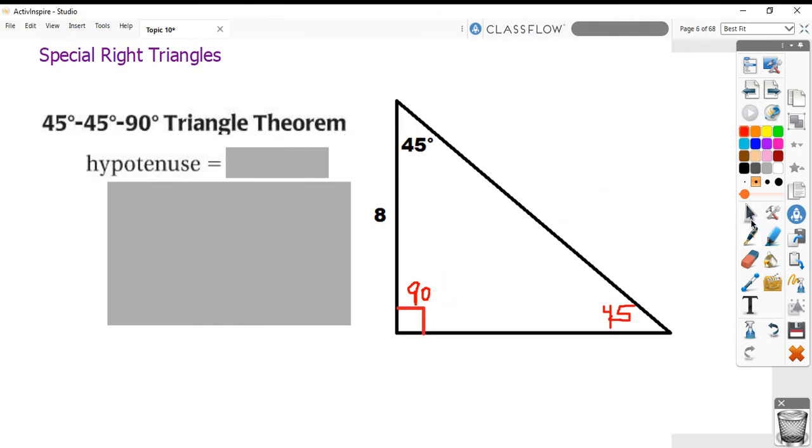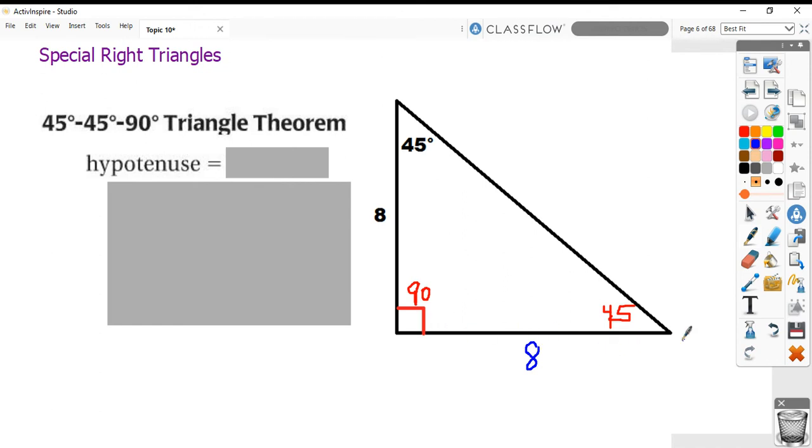What we are more concerned about is the length of the sides. So the first thing we need to know is that on a 45-45-90 triangle, because of these two angles being the same thing, it makes it to where these legs are the same length also. So if this one that's labeled 8 right here, that means this one is also labeled 8.